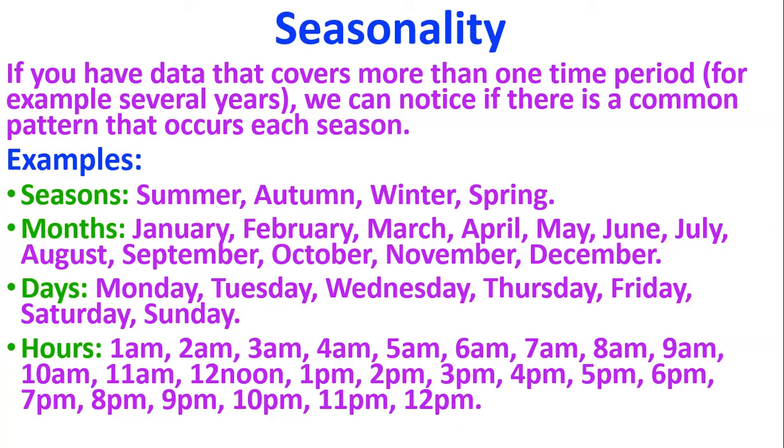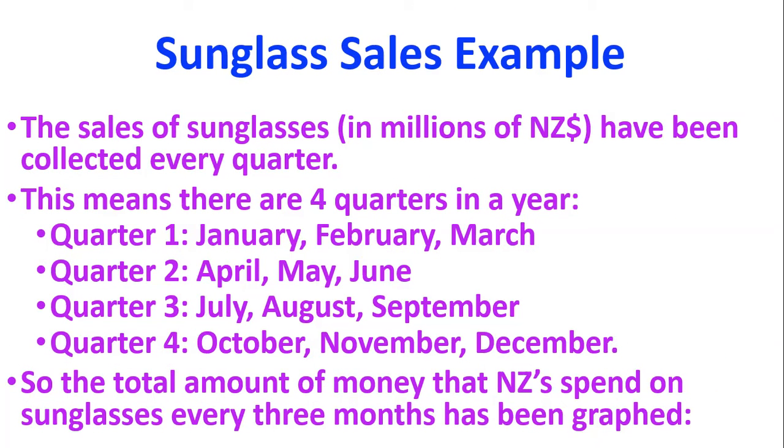So we want to look for patterns within any of those examples, or beyond that. We're looking for a common pattern within that season. So when I talk about season, I don't just mean summer, autumn, winter, spring. When I'm talking about my sunglass sales example that we looked at in the trend video, we were talking about the sales of sunglasses in millions of dollars, and those sales have been collected every quarter. So that tells me I've got 4 quarters in a year: quarter 1, quarter 2, quarter 3, quarter 4, and I've defined these here for you.